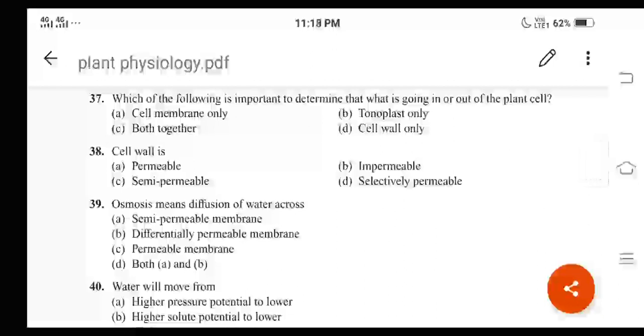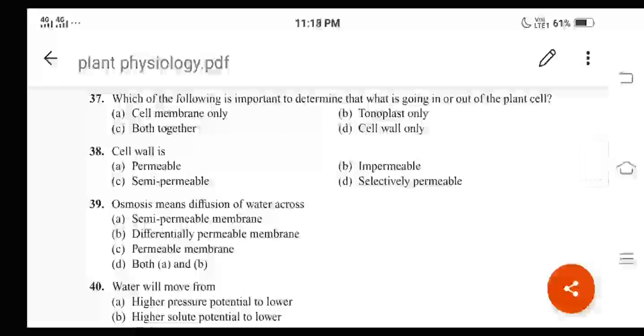Then question number 39: osmosis means diffusion of water across what? A, semi permeable membrane; B, differentially permeable membrane; C, permeable membrane; D, both A and B. More accurately, option A becomes the correct answer. Osmosis means diffusion of water across a semi permeable membrane. Option A is the right answer.